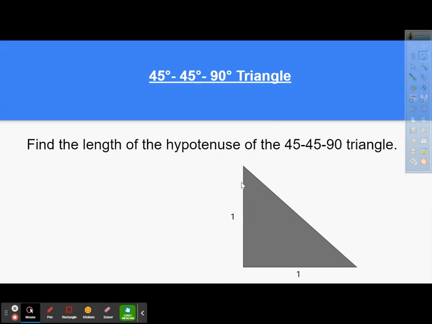Alright, it says find the length of the hypotenuse of the 45, 45, 90 triangle. So what this 45, 45, 90 triangle means is that this is a right angle and each of these are 45 degrees. Okay, so it's an isosceles triangle. So this side has a length of 1 and that side has a length of 1. Alright, so my question to you is, how would I go about finding the length of the hypotenuse C? What would I do?